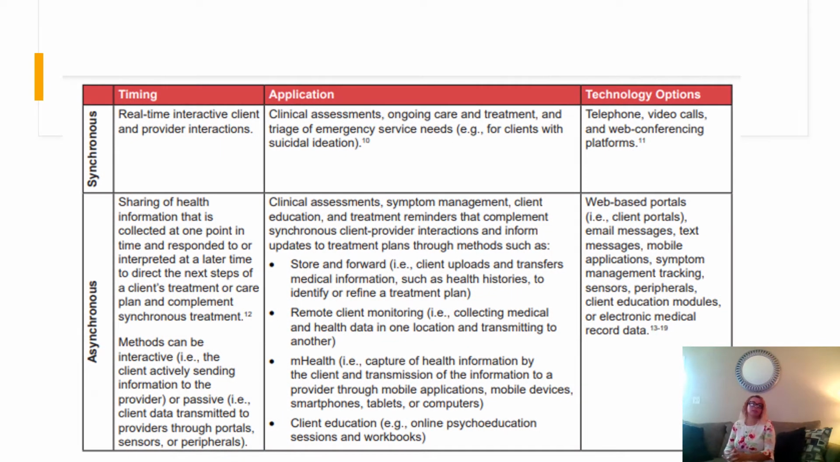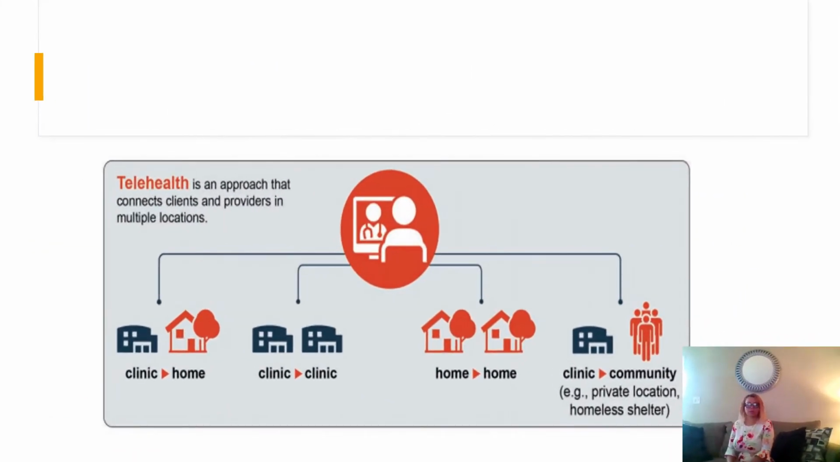Take a look at this chart. We have timing, we have application, and we have the technology options for the asynchronous and synchronous. This chart gives you a visual of telehealth, which is an approach that connects clients and providers in multiple locations. You see from the clinic to home, clinic to clinic, home to home, and clinic to the community. Example given, private location or homeless shelter.